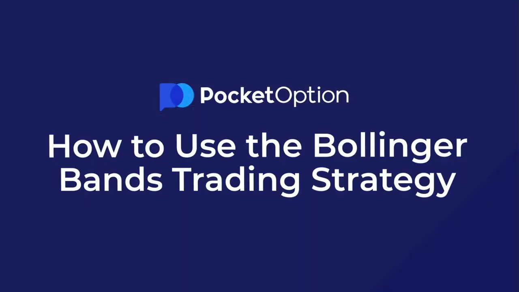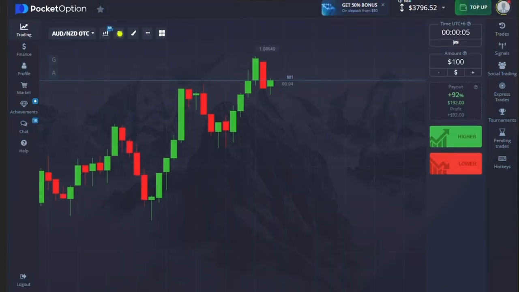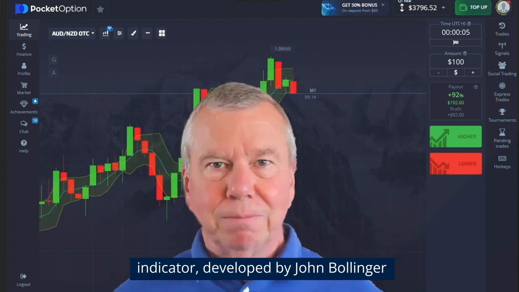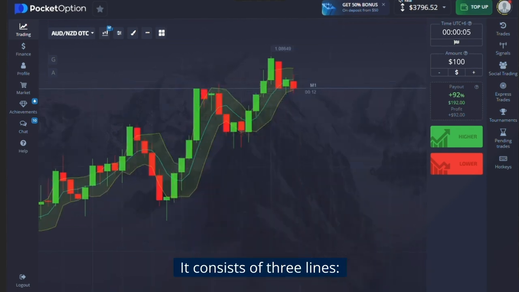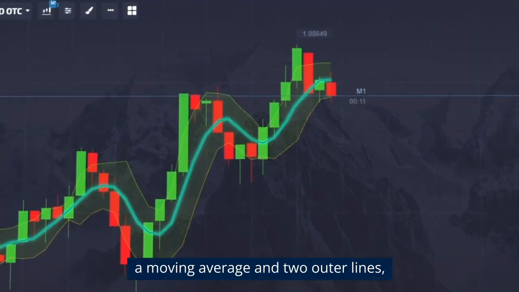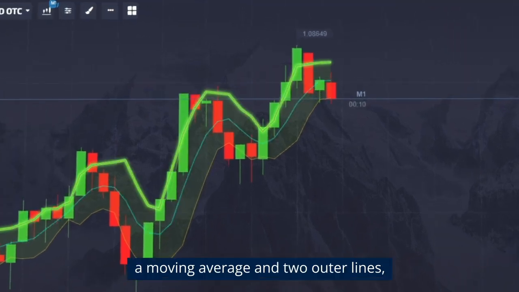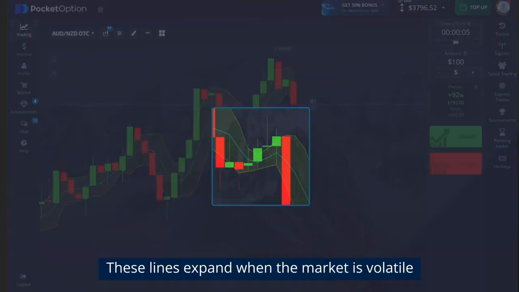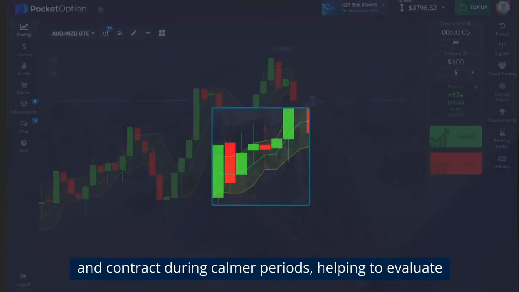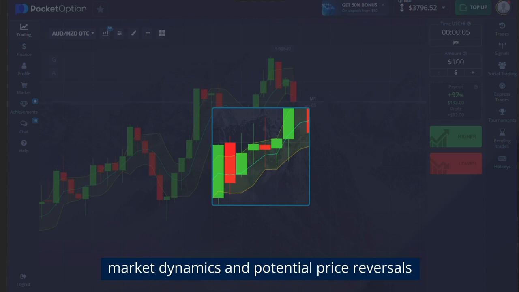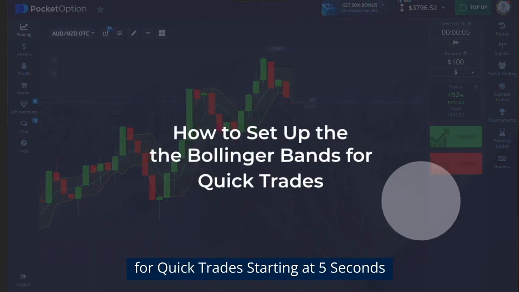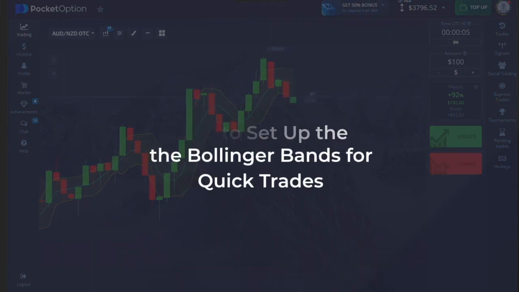How to use the Bollinger Bands trading strategy. This strategy is based on the use of the Bollinger Bands indicator, developed by John Bollinger. It consists of 3 lines, a moving average, and 2 outer lines, which are adjusted according to market volatility. These lines expand when the market is volatile and contract during calmer periods, helping to evaluate market dynamics and potential price reversals.